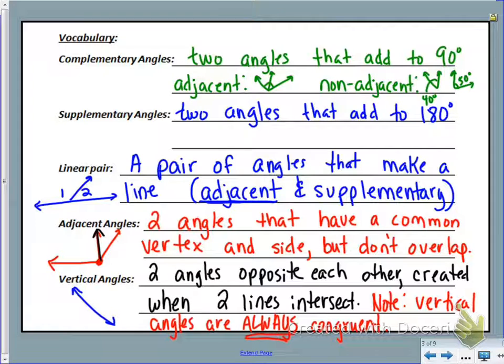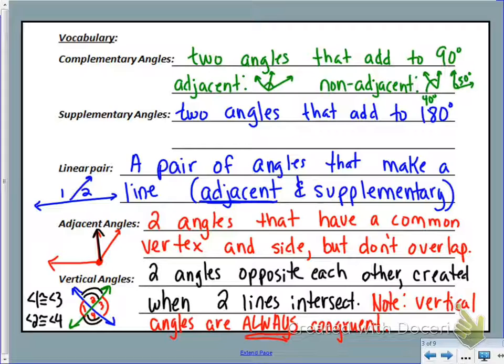So here's my first line. Here's my second line. Well, if you notice that creation or that intersection creates 4 angles. 1, 2, 3, and 4. And what we're going to do is look at which of those are vertical angles. Well, angle 1 and angle 3 are the angles opposite each other. So that's a vertical angle pair. And we noted that vertical angles are always congruent. So angle 1 would be congruent to angle 3. Likewise, angle 2 is opposite angle 4. So angle 2 and angle 4 make up a vertical angle pair. Therefore, angle 2 will be congruent to angle 4.